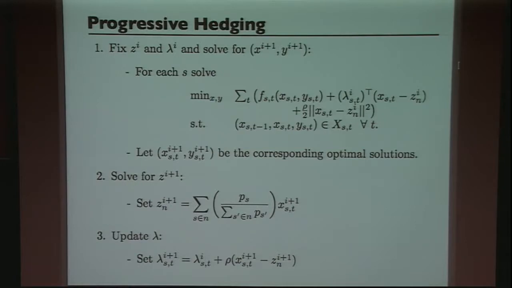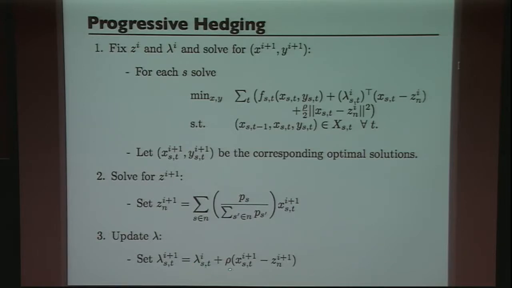Is that okay? So you solve for z. So x, z, i and lambdas were fixed. I collected x_{i+1} and y_{i+1}. I computed z_{i+1}. And then I need to update my lambdas. Right? And this is done by what is called a subgradient step.